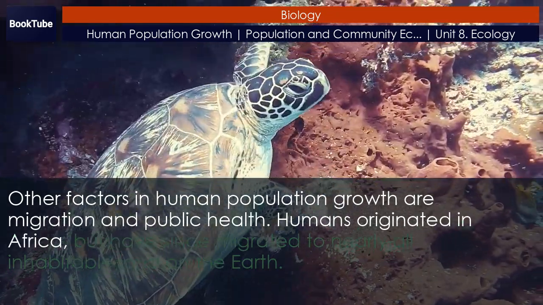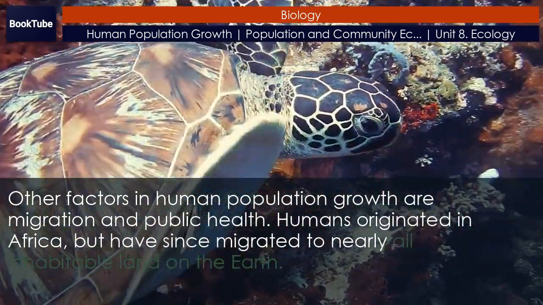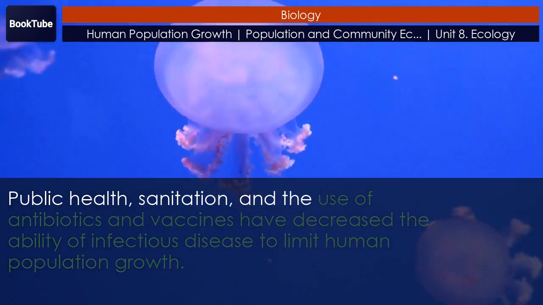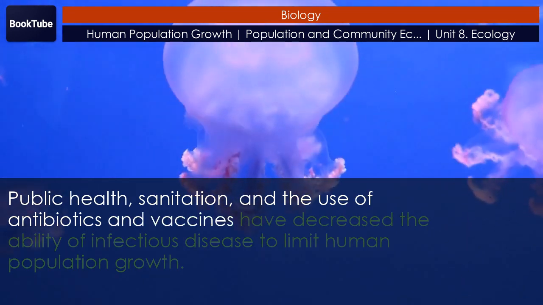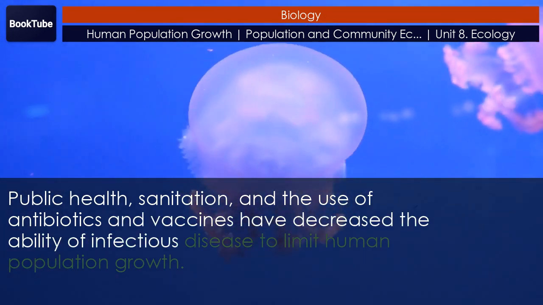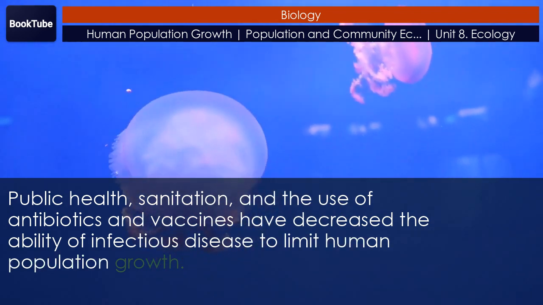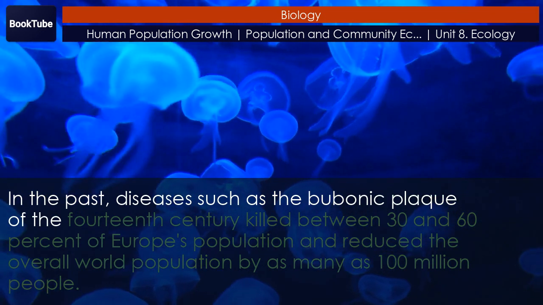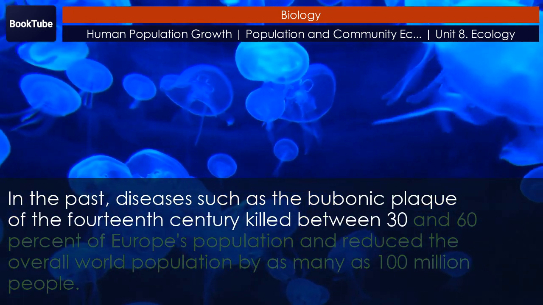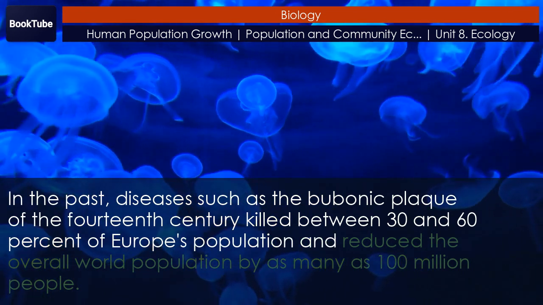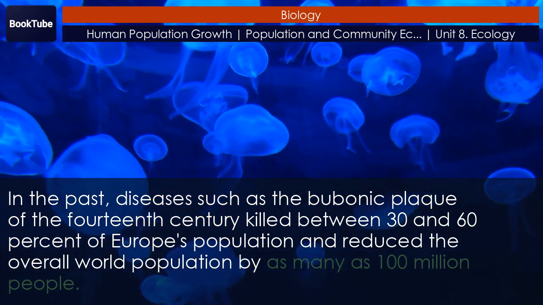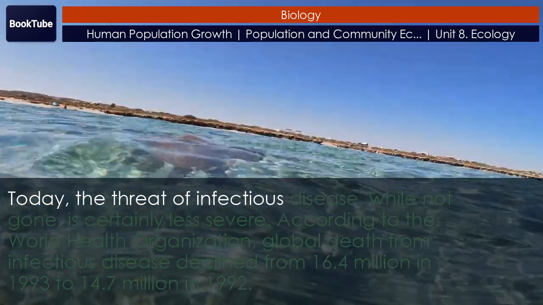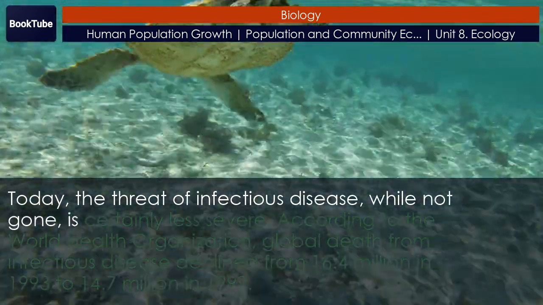Humans originated in Africa, but have since migrated to nearly all inhabitable land on the Earth. Public health, sanitation, and the use of antibiotics and vaccines have decreased the ability of infectious disease to limit human population growth. In the past, diseases such as the bubonic plague of the 14th century killed between 30 and 60% of Europe's population and reduced the overall world population by as many as 100 million people. Today, the threat of infectious disease, while not gone, is certainly less severe.